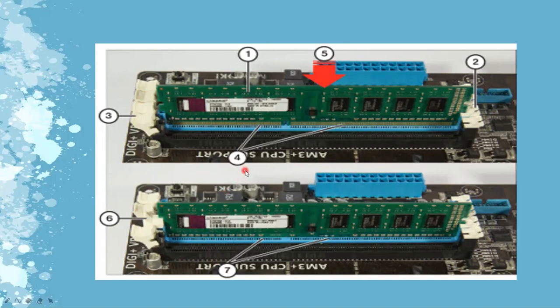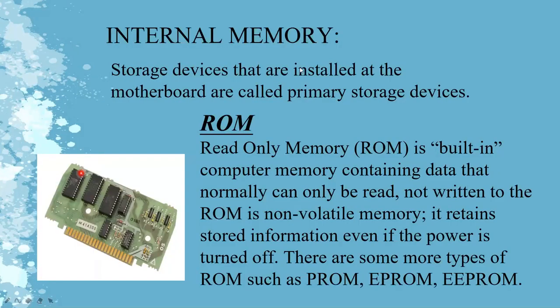So this is the internal memory of computer. Internal memory, right? It is placed inside the CPU, so it is the internal memory of computer. Internal memory storage devices that are installed at the motherboard are called primary storage devices.